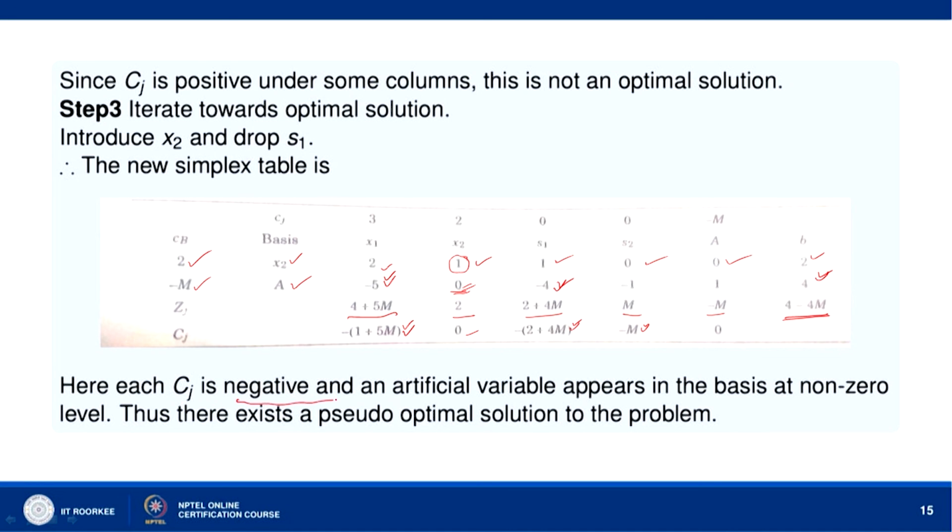But what do we notice? An artificial variable a appears at non-zero level, you see in the B column, this is 4. So, this artificial variable appears at non-zero level, therefore, there exists a pseudo optimal solution to the problem. So, that is all in this lecture. Thank you very much for your attention.